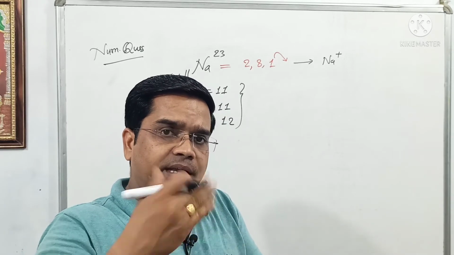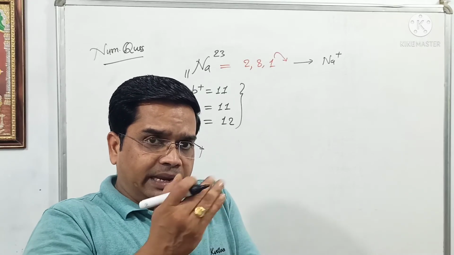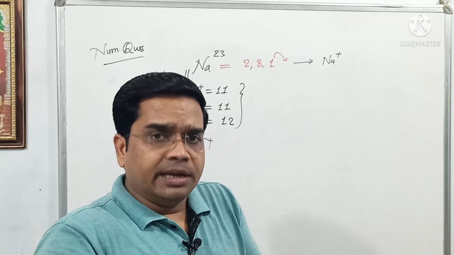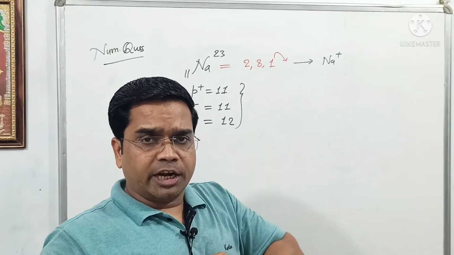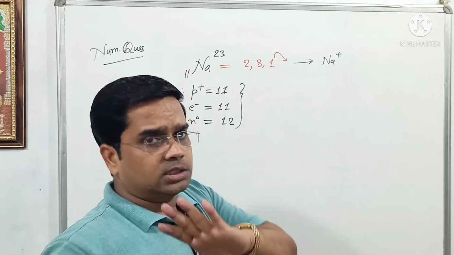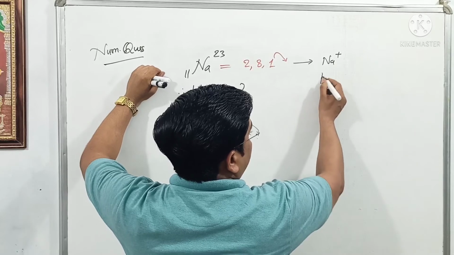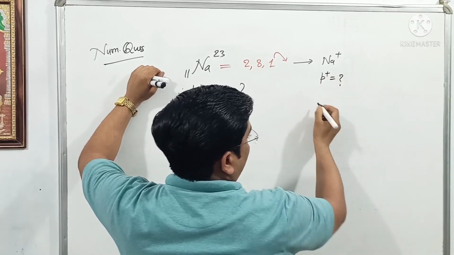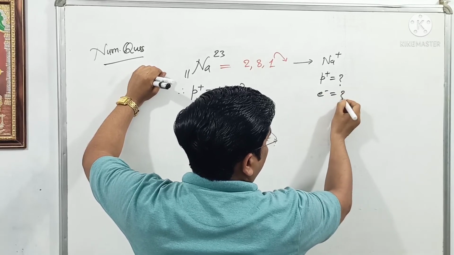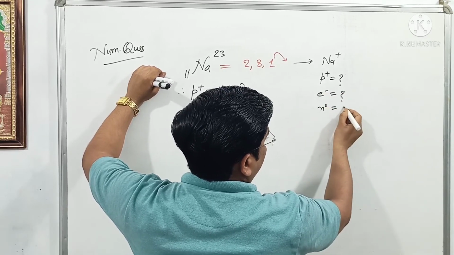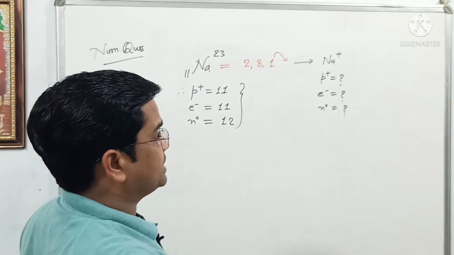If two electrons are being released, two positive charge, three positive charge. If electrons are being gained, then that will be negative charge. One electron gained, one negative charge. Two electrons gained, two negative charge. Three electrons gained, three negative charge. Clear friends? Then what will be the number of protons? You have to find out. What will be the number of electrons? You have to find out. What will be the number of neutrons? You have to find out.